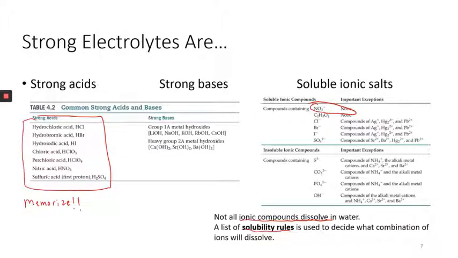Okay? And let's see, is there any other ones listed here? All of your alkali metals, the first column on the periodic table, are always soluble. And anything bonded to NH4, ammonium, is always soluble.